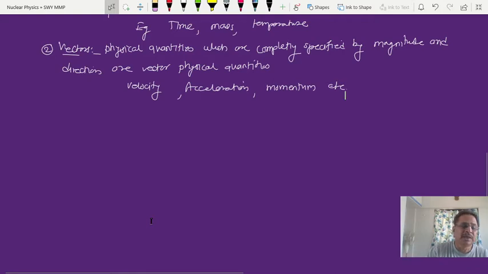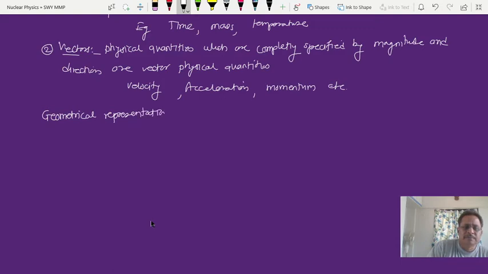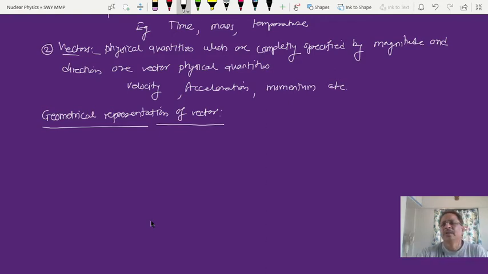Now, how to represent a vector on paper? That is called the geometrical representation of a vector. And you might have seen earlier that we have used some very interesting things. We add mathematics here.